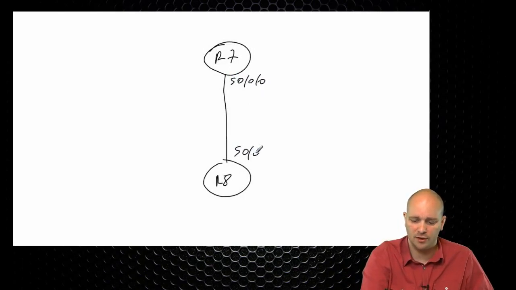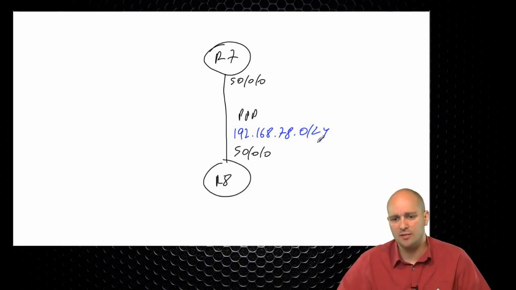This is going to be serial 0/0/0. And we want to run PPP between these two. The addressing scheme here is going to be 192.168.78.0/24. And throughout this week, this is going to be the addressing that I'm always going to be using.